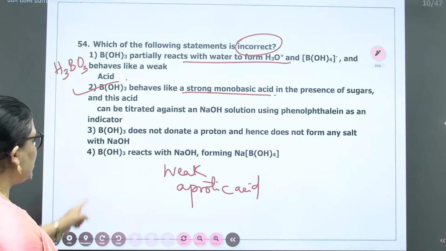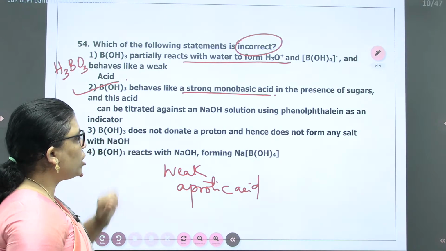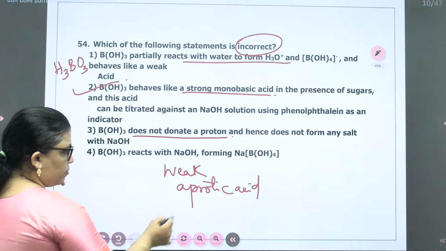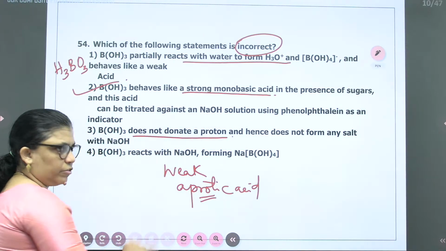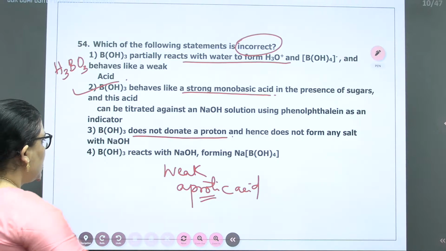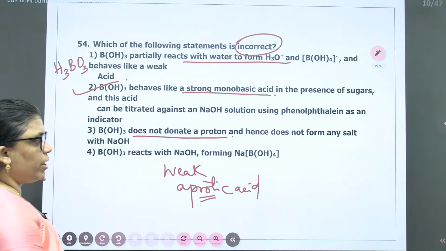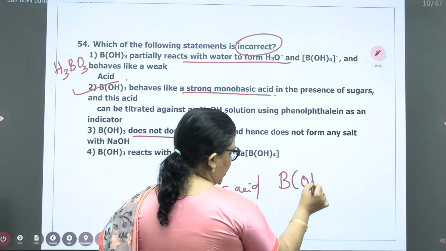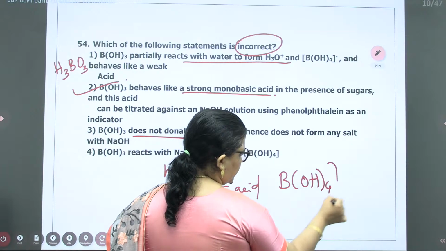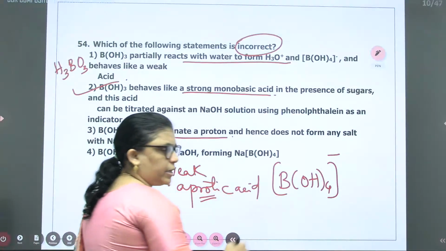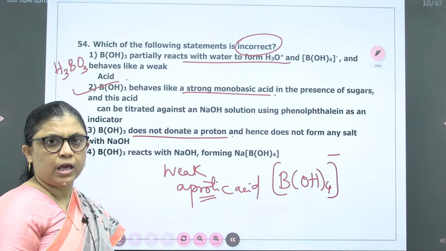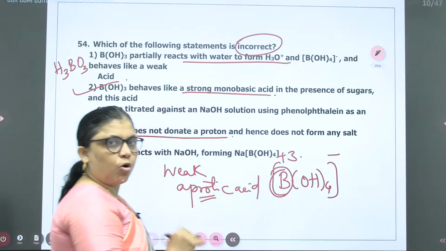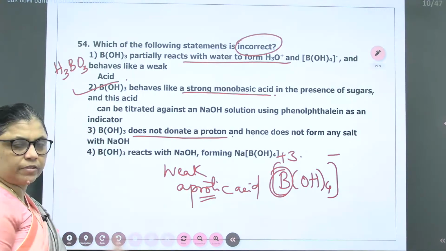Why not the third? We'll see. B(OH)3 does not donate a proton. As I said just now, it is a protic acid. Yes, this statement is also correct. B(OH)3 reacts with NaOH to form what? B(OH)4-. Yes, this is also correct. Here we get tetrahydroxyborate, where the oxidation state of boron will be +3. Therefore, all the points are correct except the second option.